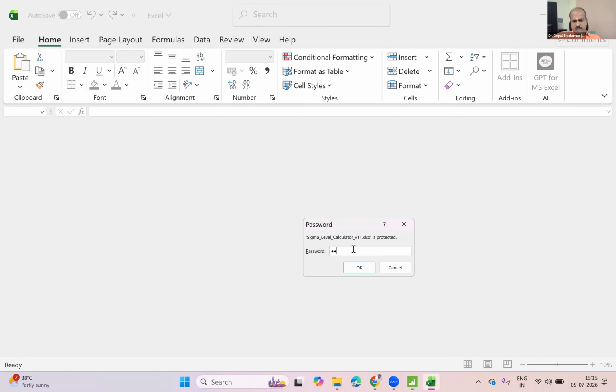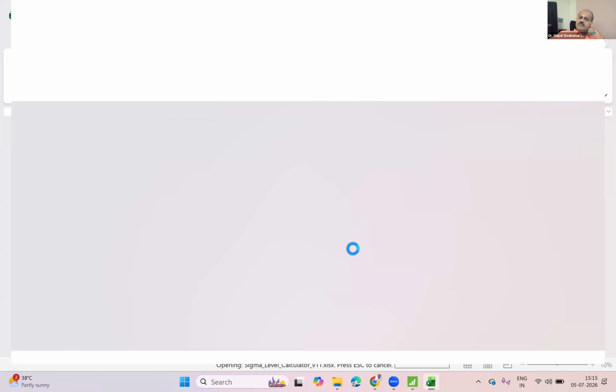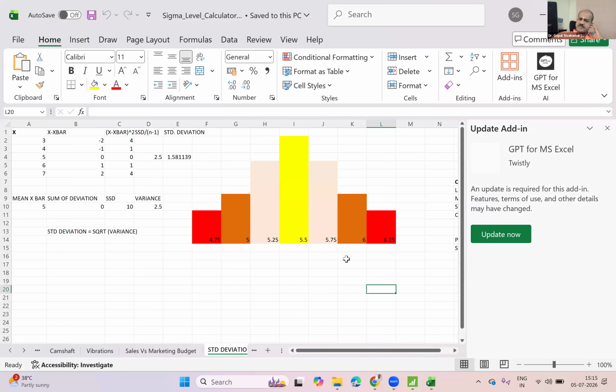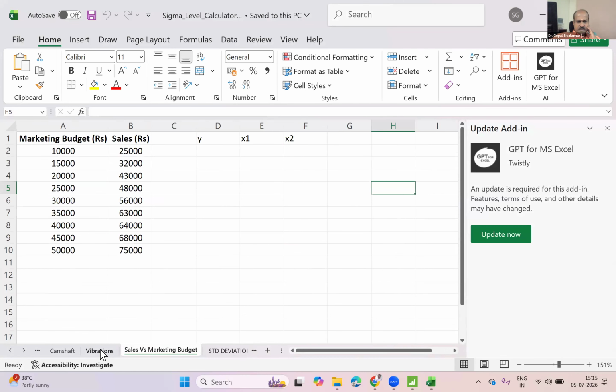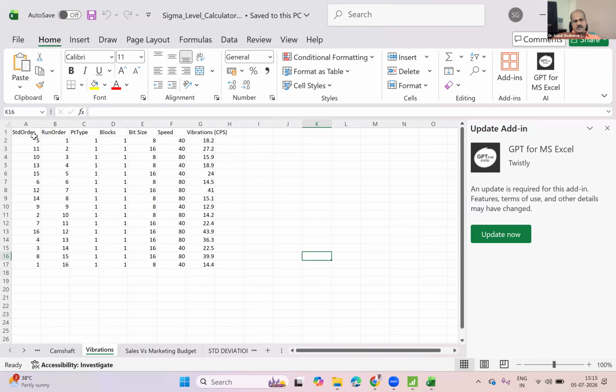Again, as usual, I opened the sigma level calculator file. Here there is a sheet named vibration. You can directly see the factorial design is already made readily available. Standard order, run order, point type, block, bit size. Bit size means drill bit size. Bit speed means the drilling machine speed, 40 RPM and 80 RPM. And vibration is measured in cycles per second.